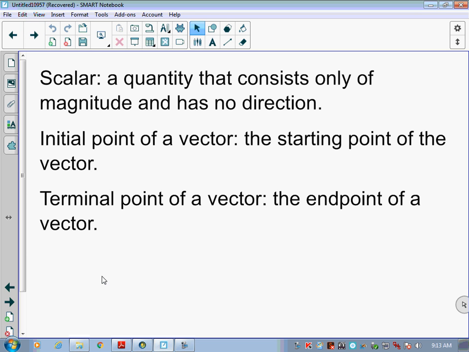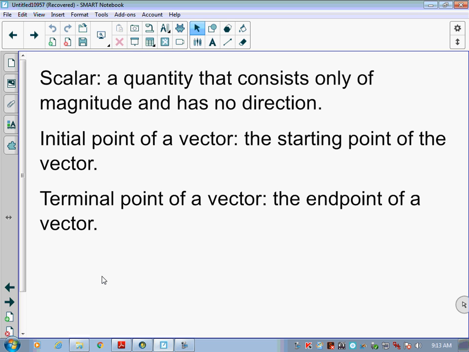Okay, scalar. Caleb, can you tell me what a scalar is? A quantity that consists only of magnitude and has no given direction. These next two definitions are pretty self-explanatory.